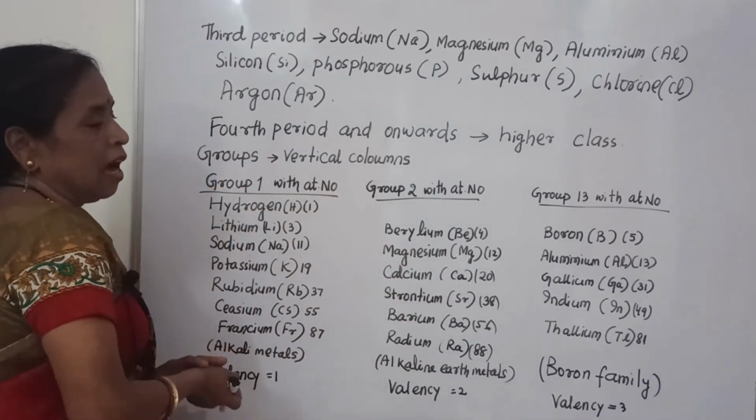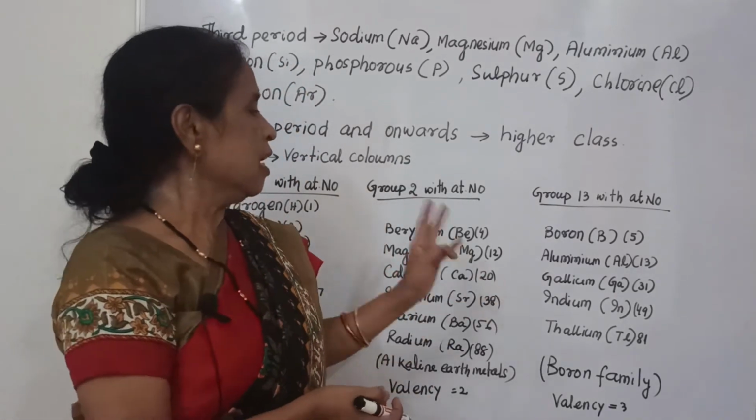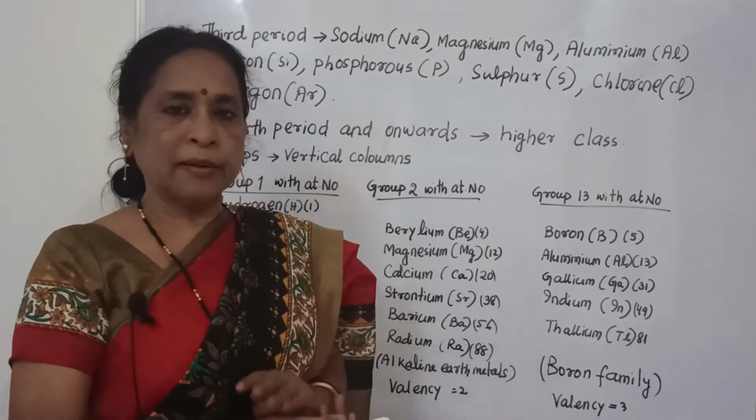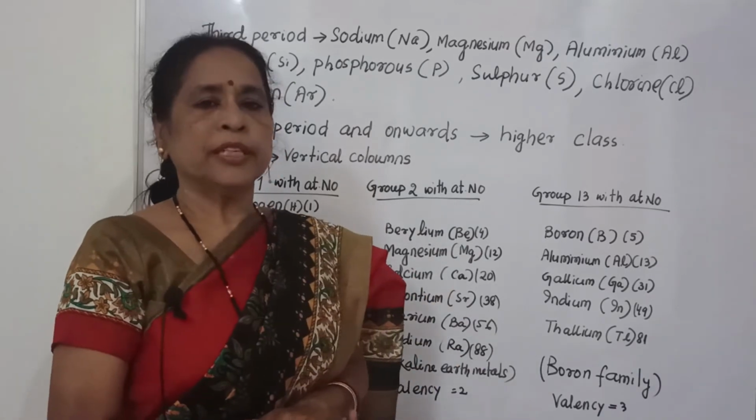So the symbol should be correct. Boron only B, aluminium Al, gallium Ga, indium In. First letter is capital and next letter is small, and thallium Tl.